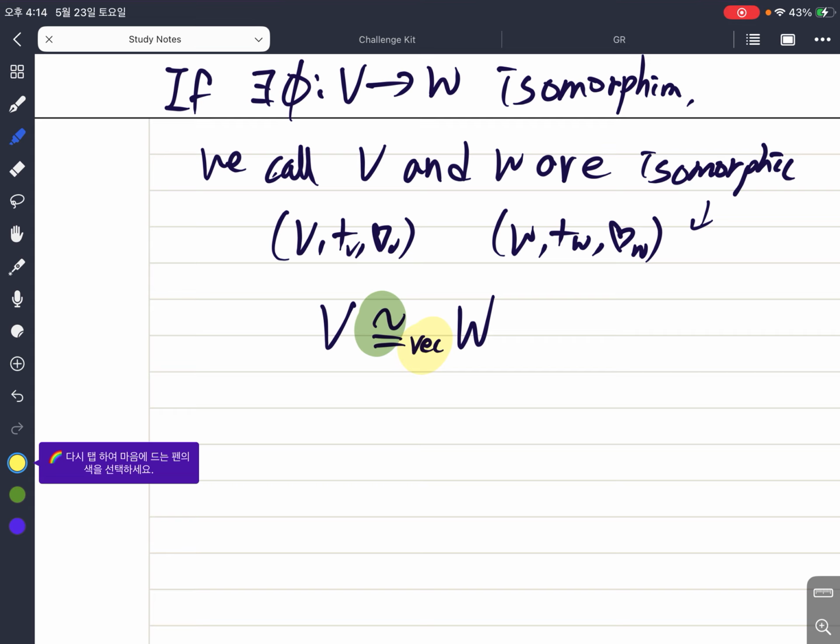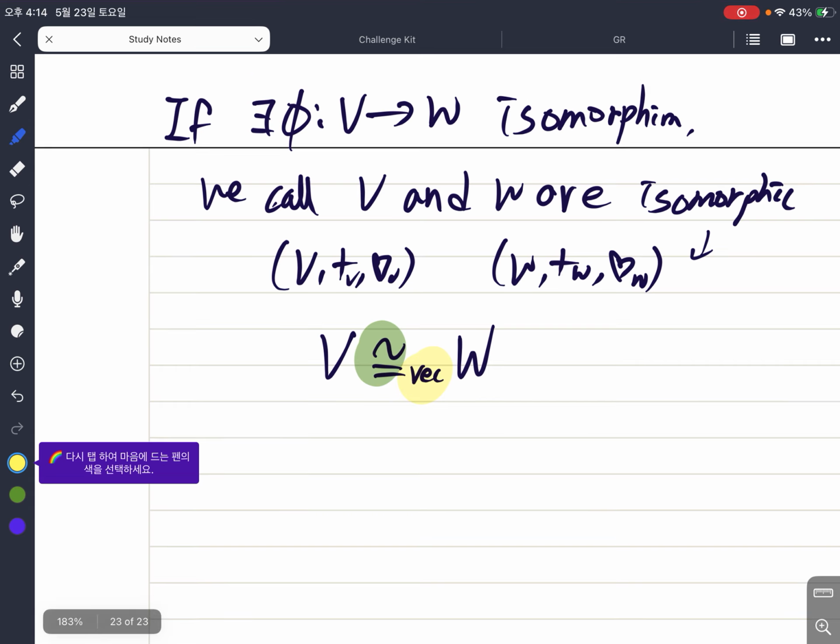So when isomorphic, if you remember, it means exactly the same. So in the language of vector space, we will not distinguish V and W. They have all the properties the same. So this is what we call isomorphism. So today we first learned what a linear map is. A linear map is nothing but just the homomorphism in the vector space. So it sends vector space to vector space.